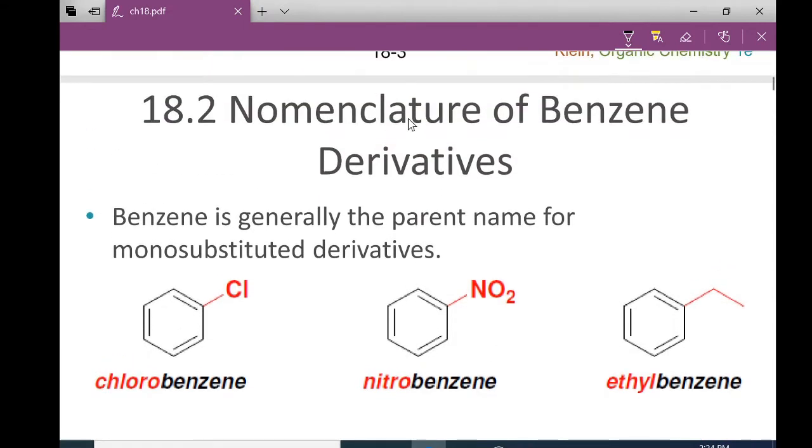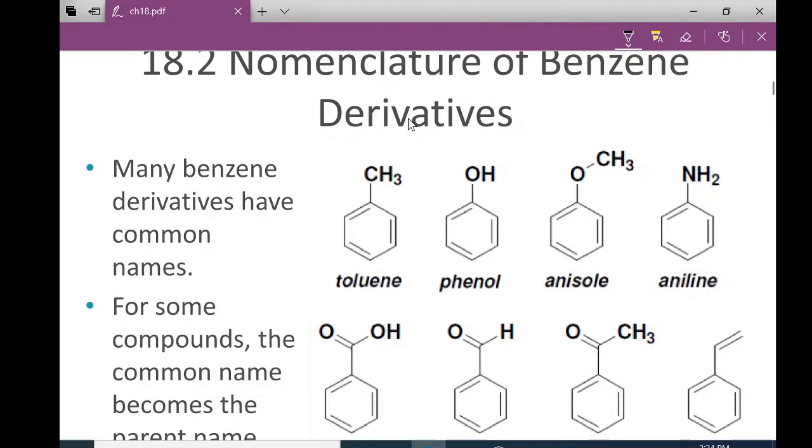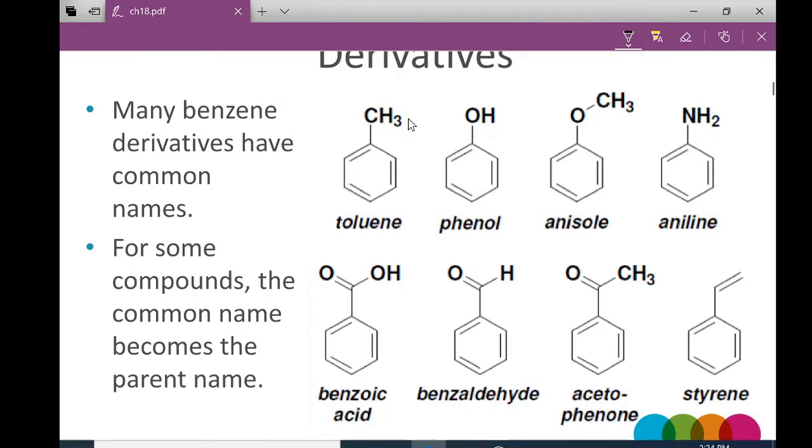All right, so benzene is the parent name for a monosubstituted benzene derivative. And so if you have something like a chlorine attached to a benzene ring, then that's chlorobenzene. If you have a nitro group attached to a benzene ring, then we have nitrobenzene. If you have an ethyl group attached, then we have ethylbenzene, for example. And sometimes these monosubstituted benzene rings can have common names as well.